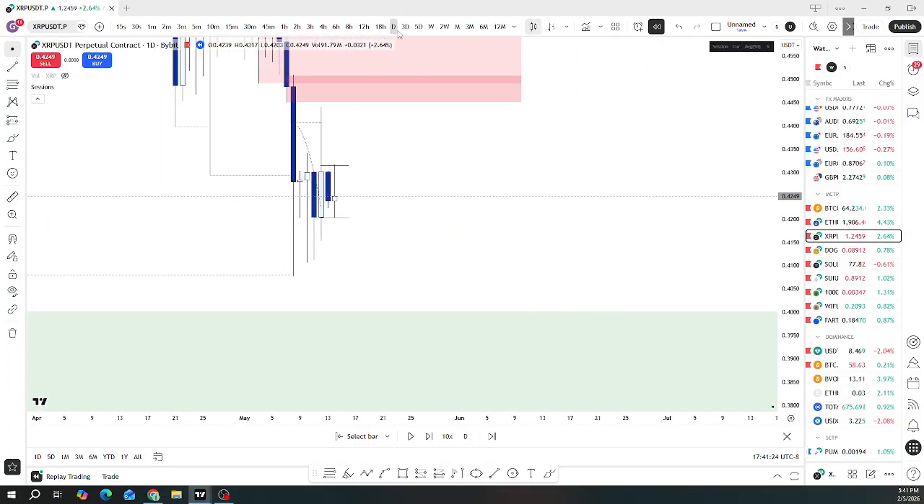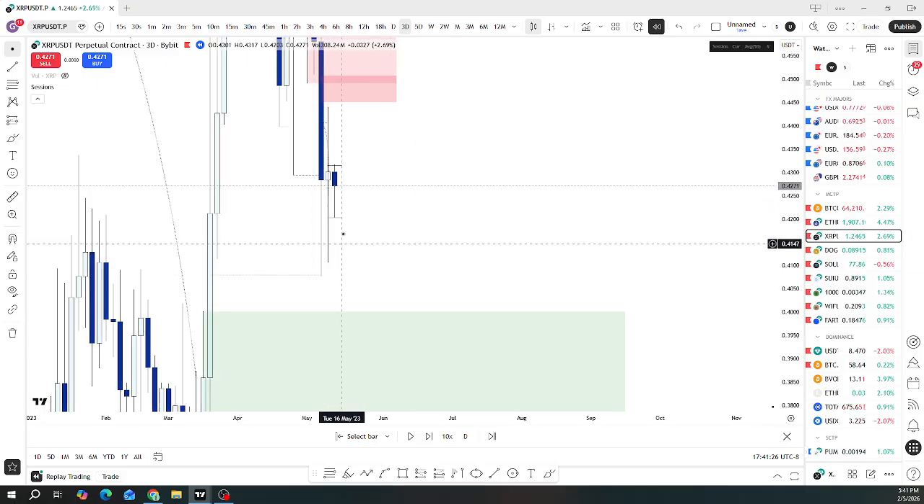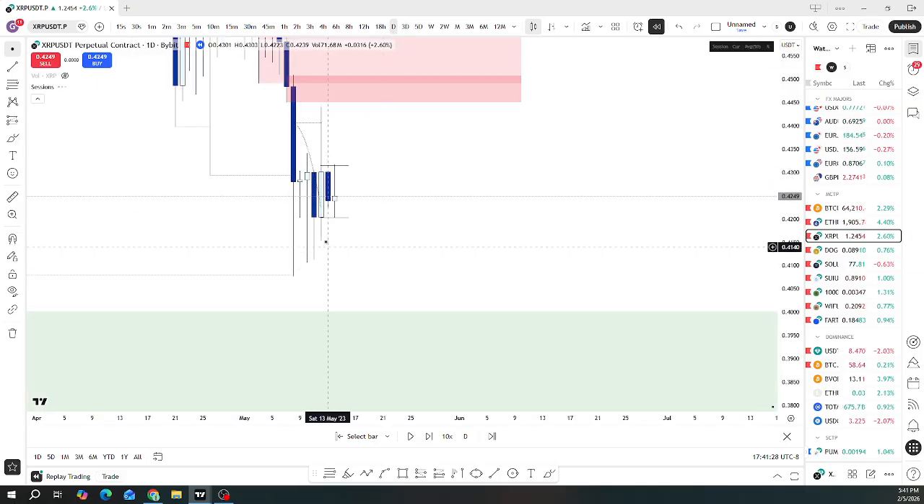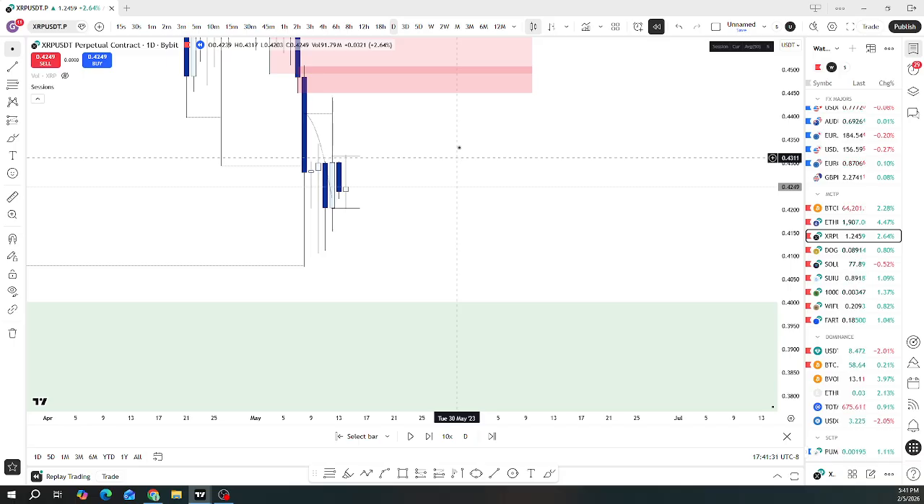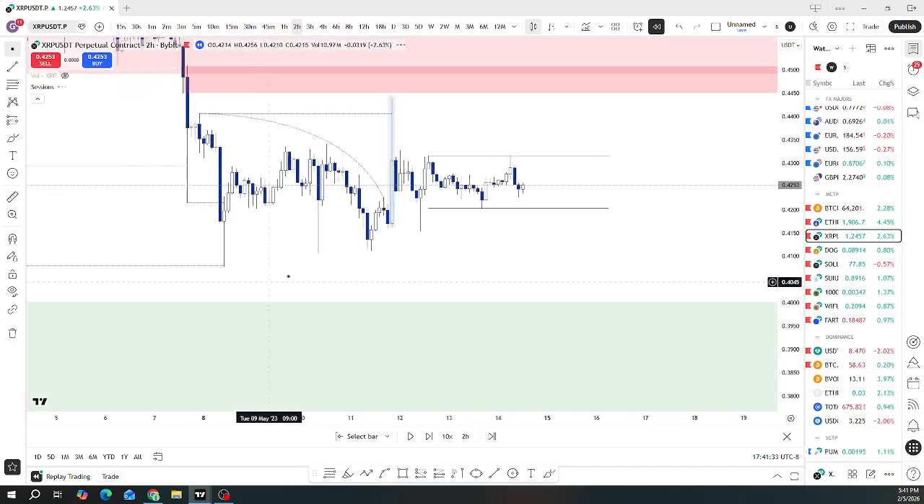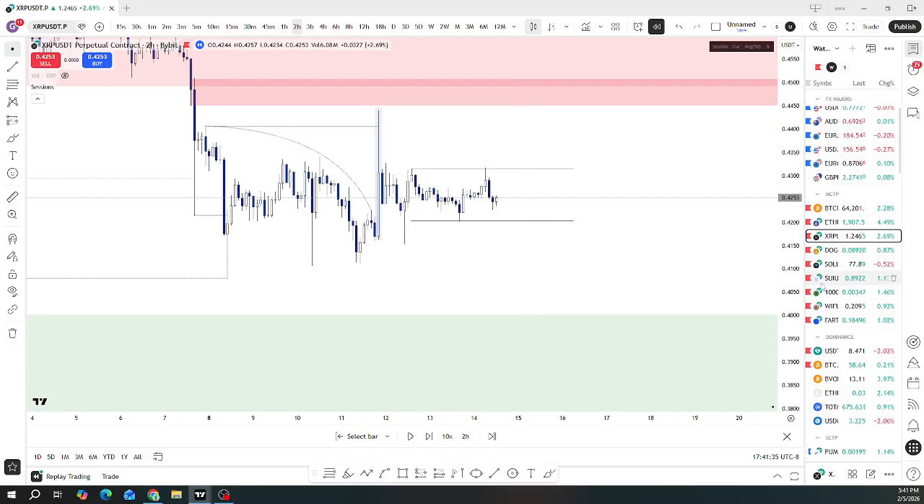We're also building lots of higher time frame lows right here. Lots of daily lows stacking up there. Yeah, so quality primary lows.